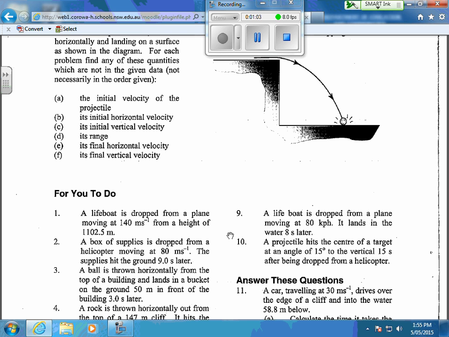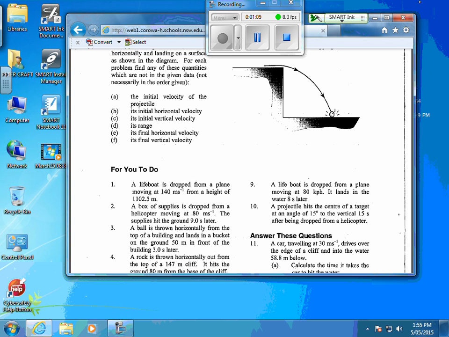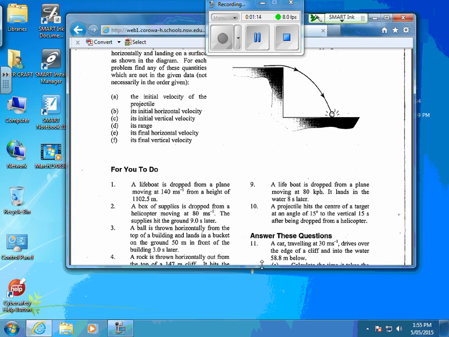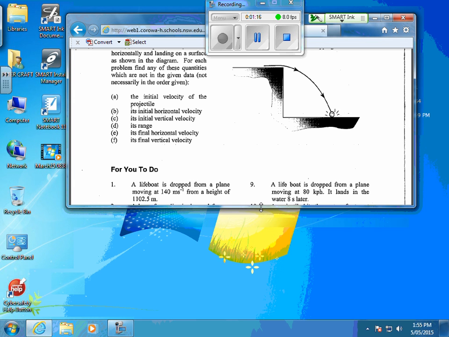A lifeboat is dropped from a plane moving at 140 metres per second from a height of 1102.5 metres, right? So when you have a question like that, what's the first thing you're going to do with it?